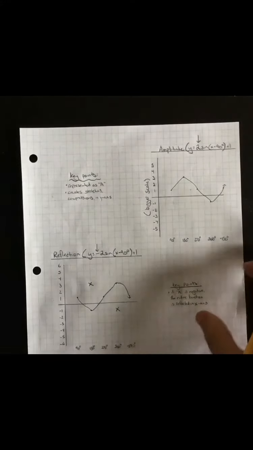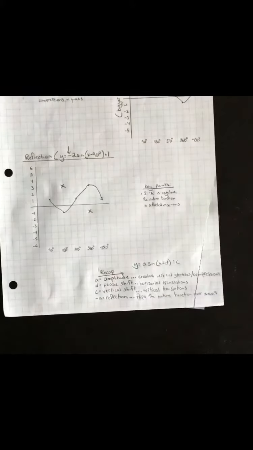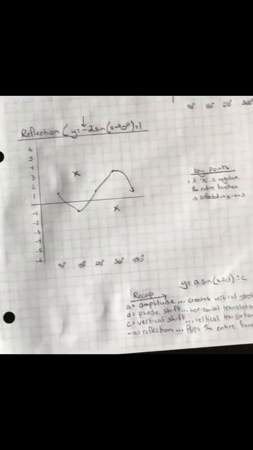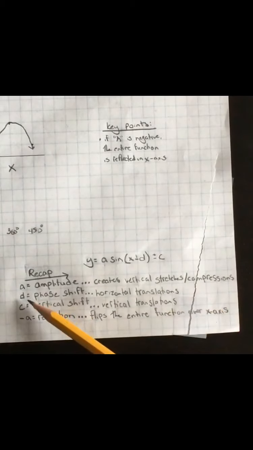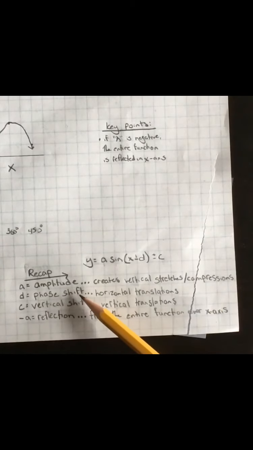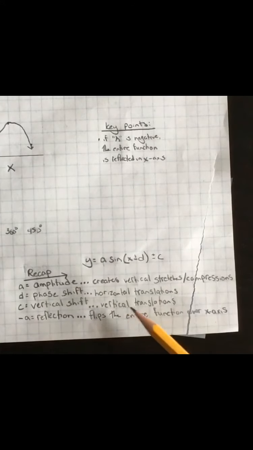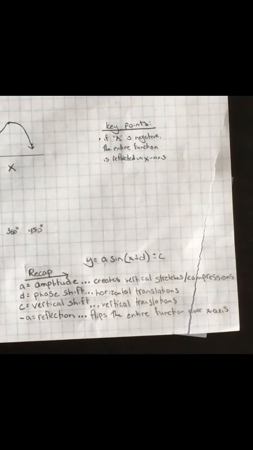So just to recap here, the amplitude, a, creates vertical stretches and compressions. D creates a phase shift, which is horizontal translations. C creates a vertical shift, which are vertical translations. And a negative a creates a reflection, which flips the entire function over the x-axis.